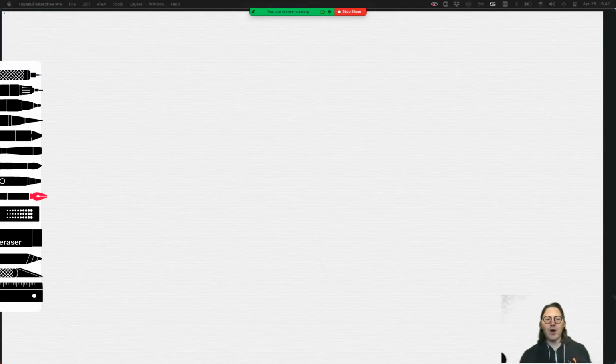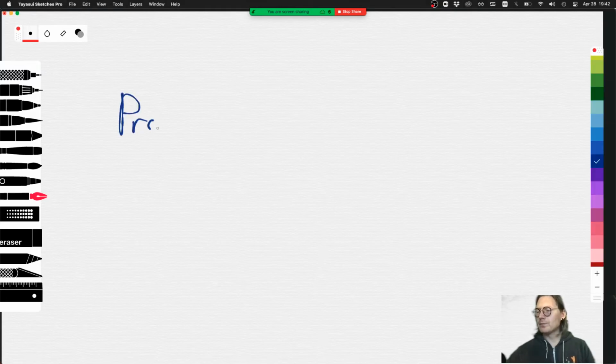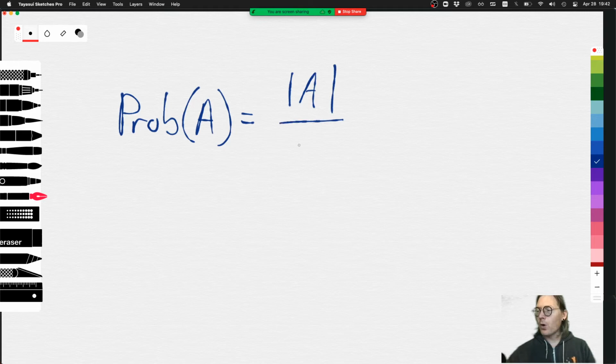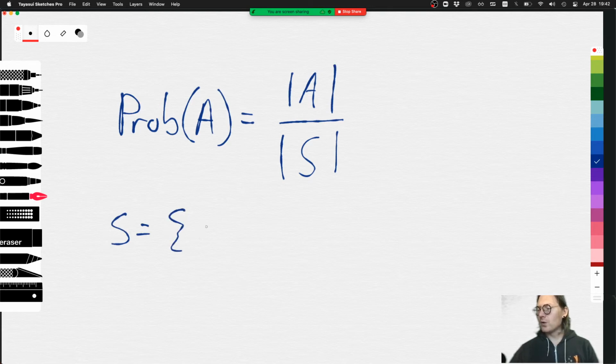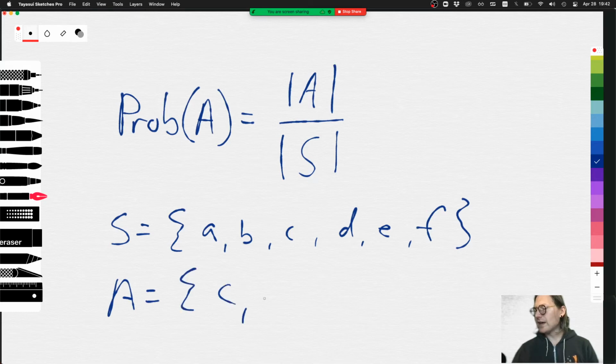We're going to compute basic probabilities. And so we're sort of starting to leave set theory behind. Although what we're not leaving behind is this idea of the probability of A being the cardinality of A over the cardinality of S, where S is the sample space that contains A. Now, how might we think about this? Just to be very clear, let's say S is composed of A, B, C, D, E, F. And let's say A is composed of C, E, and F.